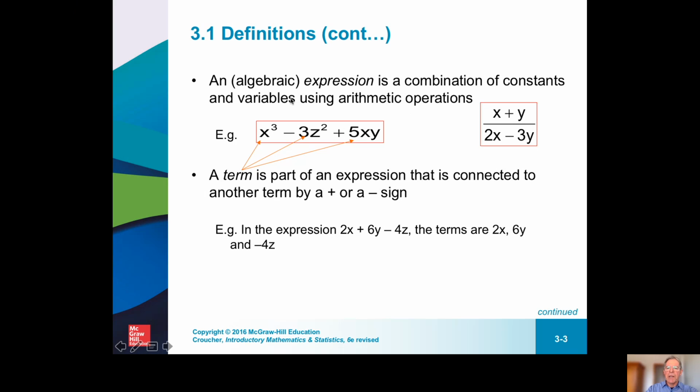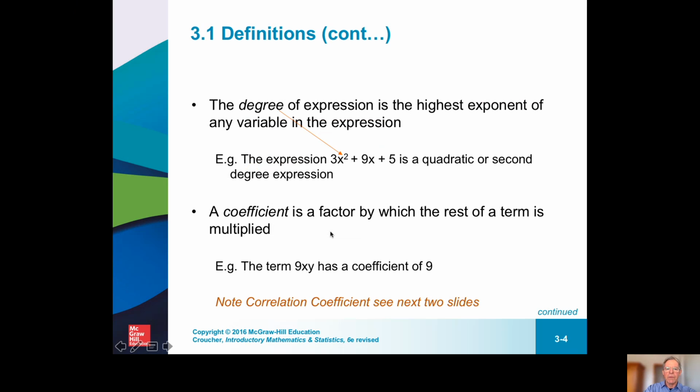So here is an algebraic expression where we've arranged a group of terms. A term is an expression that's separated by some sort of mathematical operation, here a minus and a plus. So we've got x cubed as a term, 3z squared is a term, and they're gathered together to form an expression, I guess a formula if you like. Now, the degree of the expression is all about the exponent. So this particular expression here, 3x squared, makes it a quadratic or second degree expression.